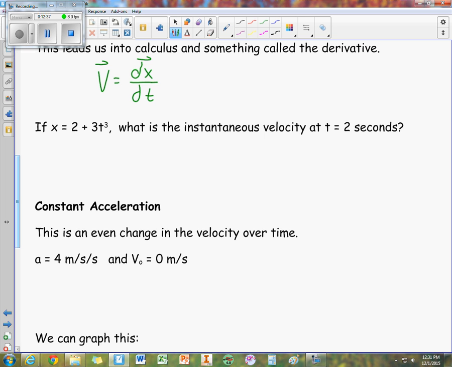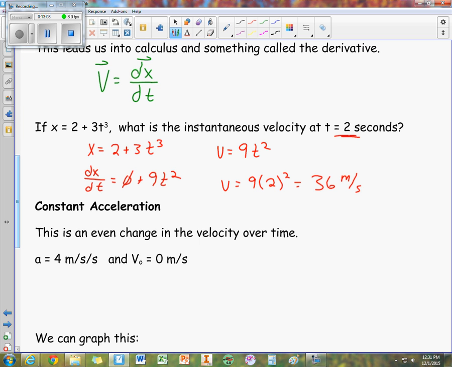Okay, well, first off, we want to write down our equation. Then we want to take the derivative with respect to time. So that would equal 0 plus 9t squared. So that means that the velocity equals 9t squared. So if we plugged in 2 seconds into t, the velocity would equal 9 times 2 squared, or 36 meters per second. So the object would be traveling at 36 meters per second at 2 seconds.